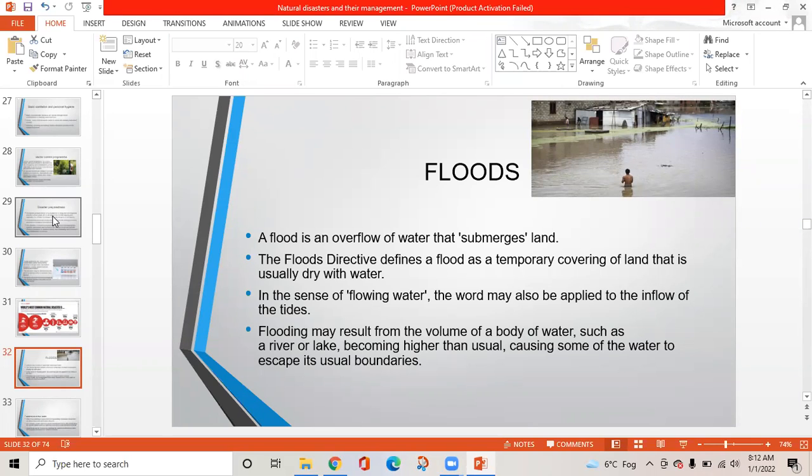In the sense of flowing water, the word may also be applied to the inflow of tides. Flooding may result from the volumes of a body of water, such as a river or lake, becoming higher than usual, causing some of the water to escape its usual boundaries.